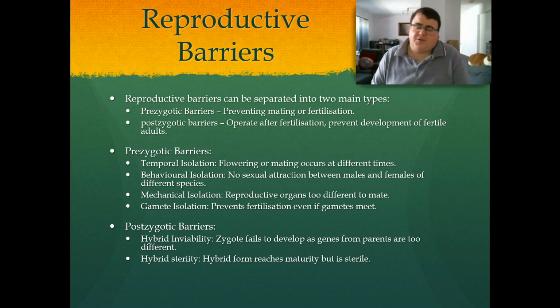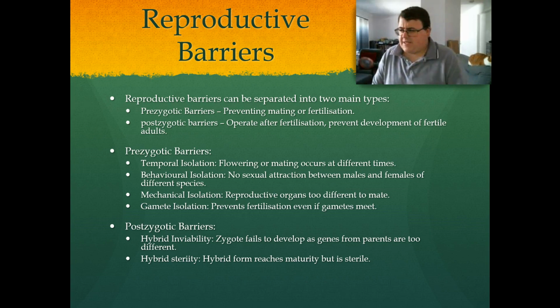Postzygotic barriers are for when two species can actually mate together and they can create an offspring that will be born, or their egg and their sperm will fertilize each other. Good examples of this are a liger, which is a lion and a tiger, and a mule, which is a horse and a donkey.